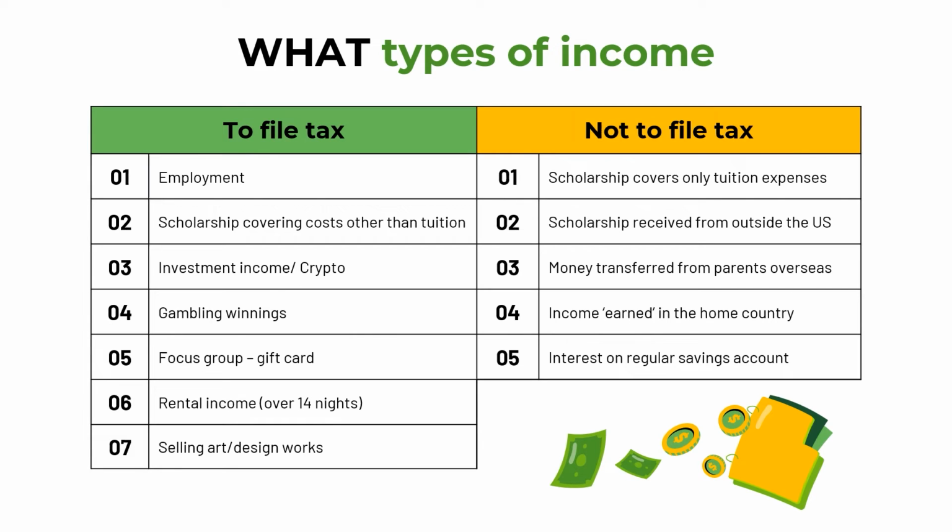Let's explore some popular types of income in the U.S. that trigger tax filing requirements. First is employment income, which is the most common type of income. Consider your earnings from your job as part of this category.